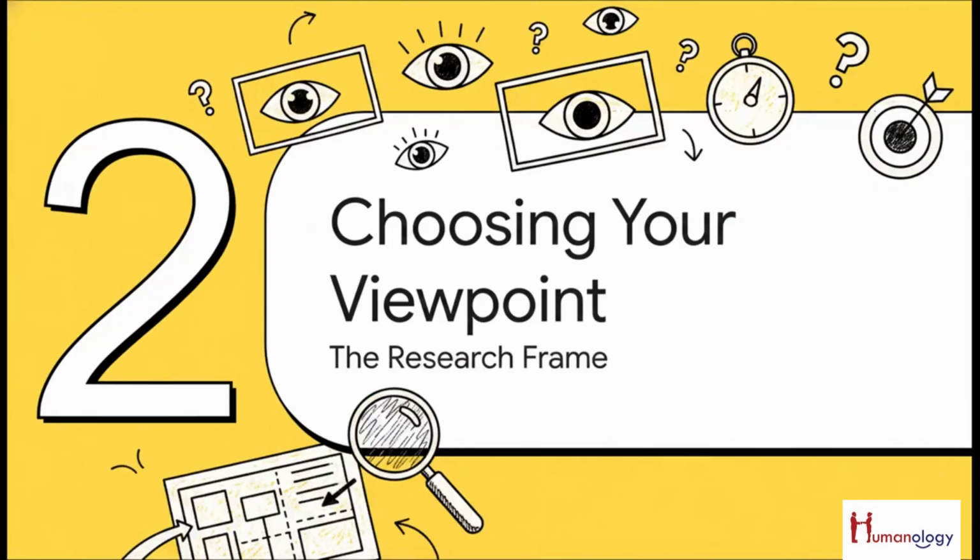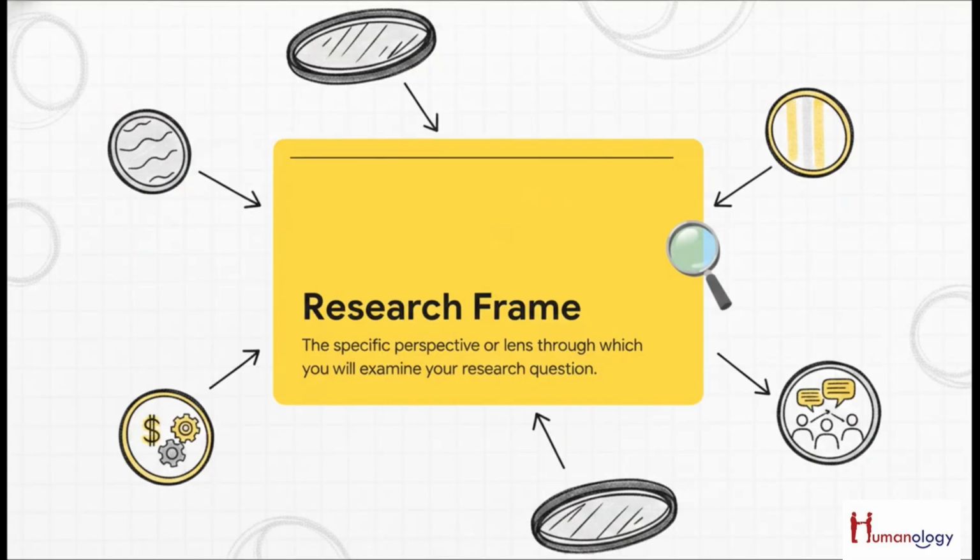All right, once your blueprint is solid, the next big decision is how you're going to look at your subject. This is your viewpoint, or what we call the research frame. The easiest way to think about a research frame is like choosing a specific lens for a camera. For our pet adoption question, are we going to use an economic lens and focus on how much money people save? Or are we going to use a psychological lens and focus on that amazing feeling of saving a life? See, the lens you pick totally shapes what you look for, the questions you ask, and in the end, how you make sense of everything you find.